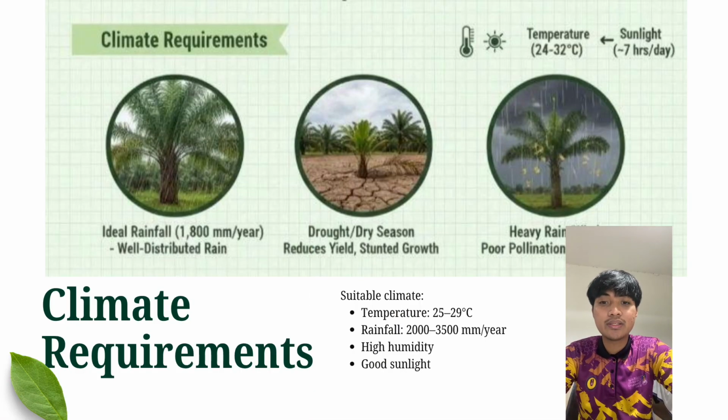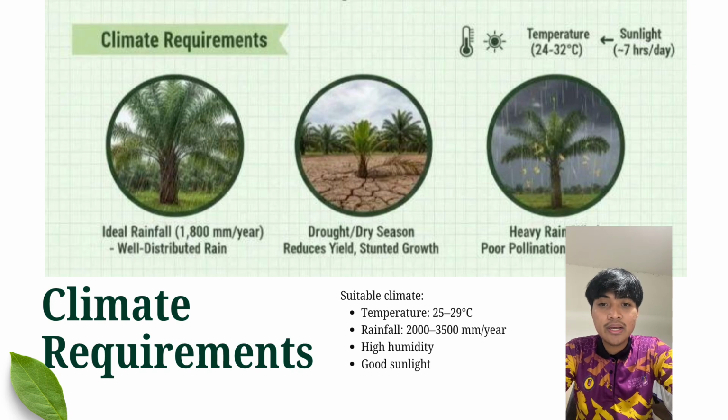Next part is the climate requirements. Oil palm grows best in tropical climates with warm temperatures and sufficient rainfall. The ideal temperature for oil palm cultivation is around 25 to 29 degrees Celsius. Oil palm also requires annual rainfall between 2,000 and 3,500 millimeters with at least 100 millimeters of rainfall every month. Besides rainfall, high humidity and adequate sunshine are important for photosynthesis and healthy growth.